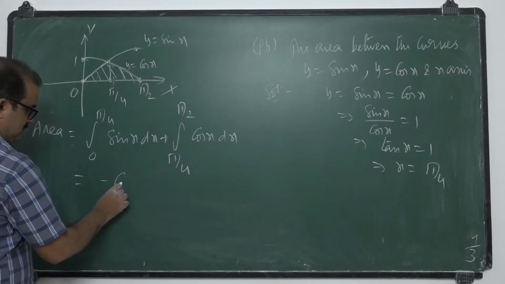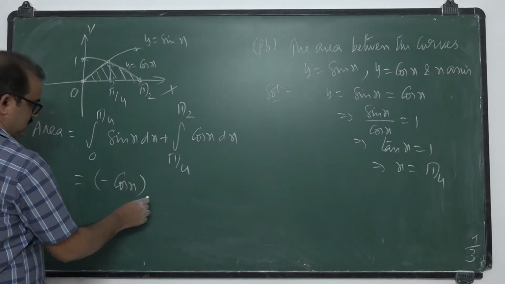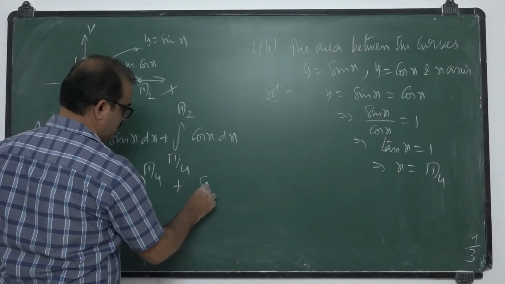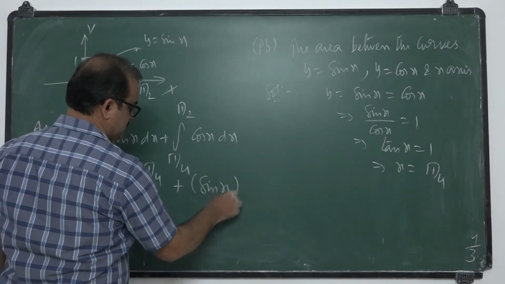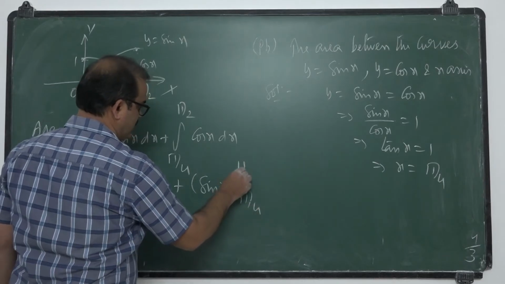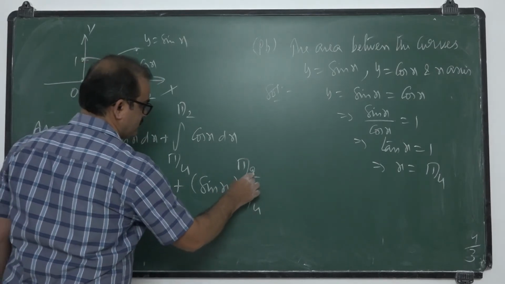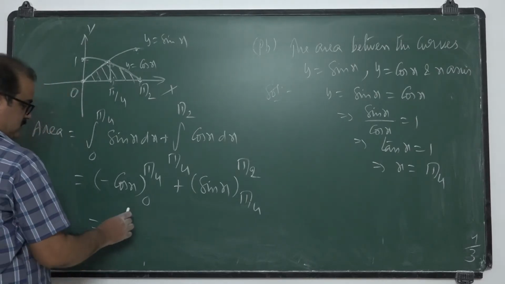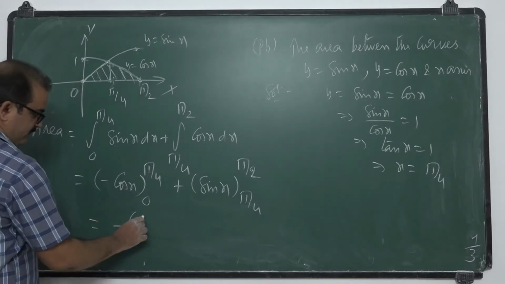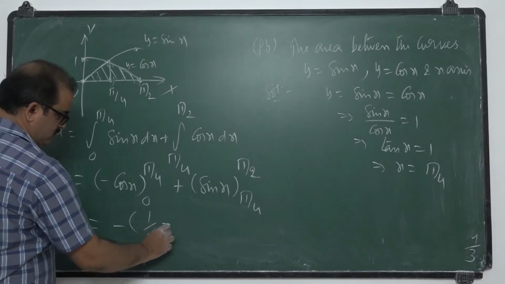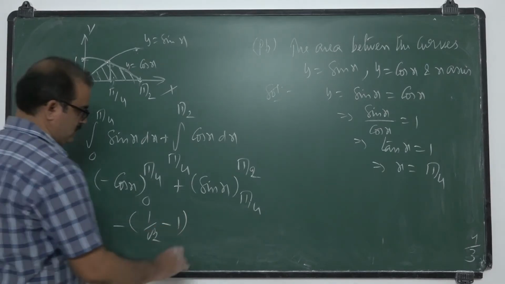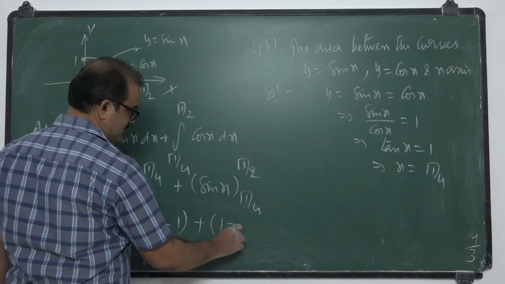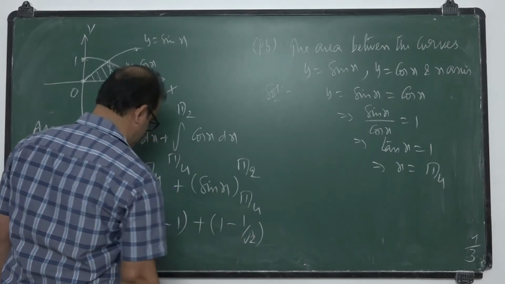Integral of sin x minus cos x from 0 to pi by 4, plus integral of cos x minus sin x from pi by 4 to pi by 2. Take minus common. Cos pi by 4 is 1 by root 2, cos 0 is 1. Here sin pi by 2 is 1, minus sin pi by 4, 1 by root 2.